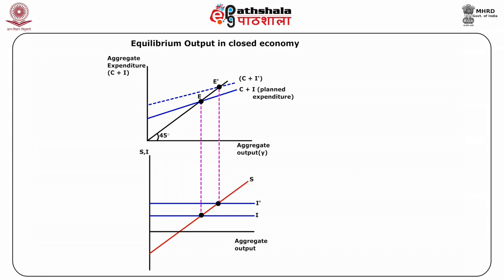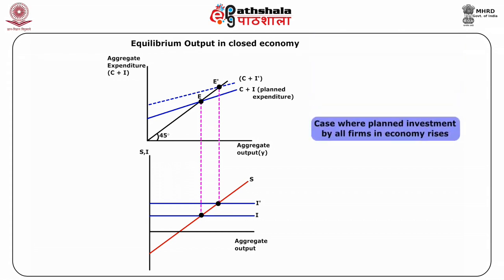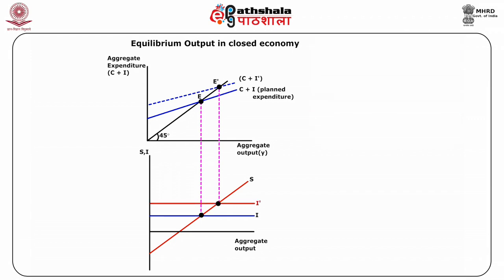If for any reason there is a change in planned investment, it will shift the equilibrium point. Let us consider the case where planned investment by all the firms in the economy rises. This will shift the planned expenditure line upwards in a parallel manner by the amount of new investment. The new line is C + I', which intersects the 45-degree line at E'. This point can be seen in both the panels of the diagram. Due to an increase in investment, the equilibrium output in the economy rises.